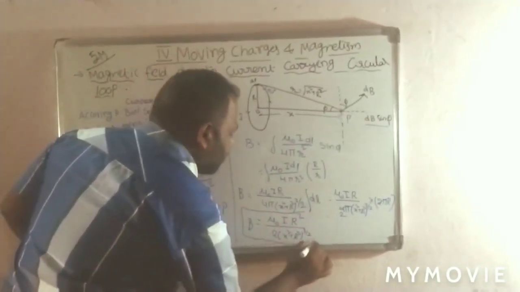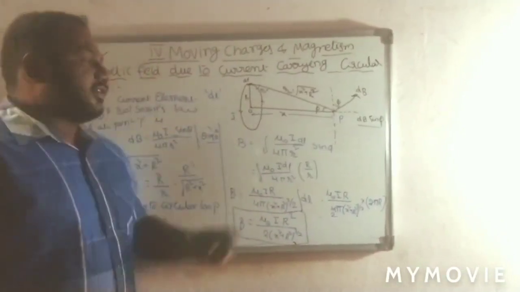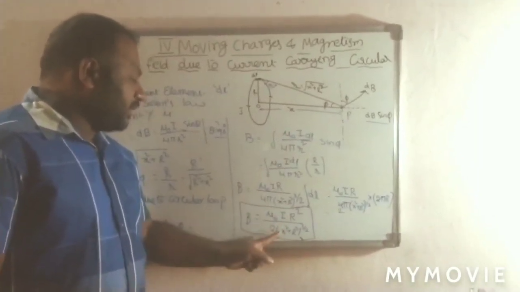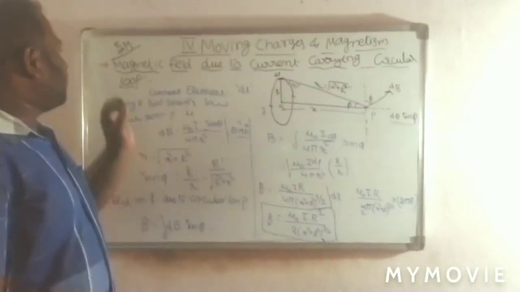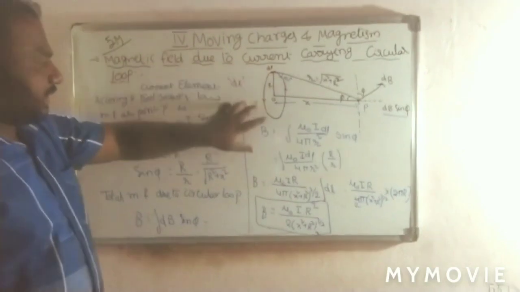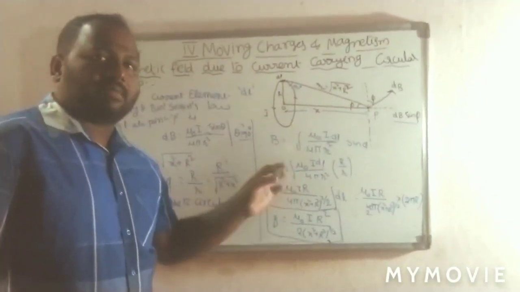Remember this expression. This is an important expression: the magnetic field due to a circular coil at point P is mu naught I R square by 2 into x square plus R square whole power 3 by 2. Once again, see this derivation, an important 5-mark derivation. It is the diagram of the circular loop, and at a point P we want to calculate the magnetic field.